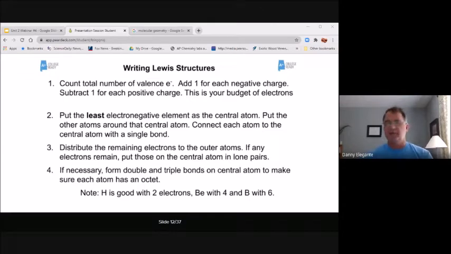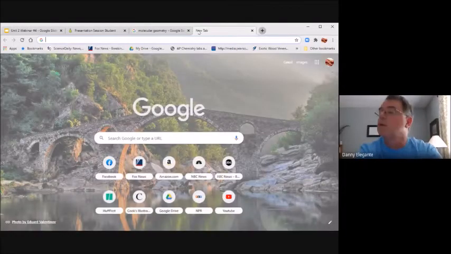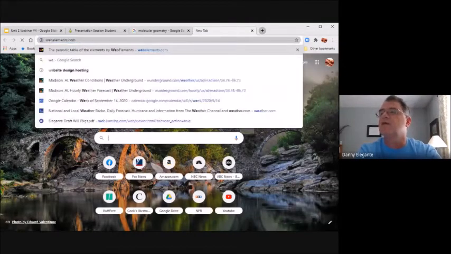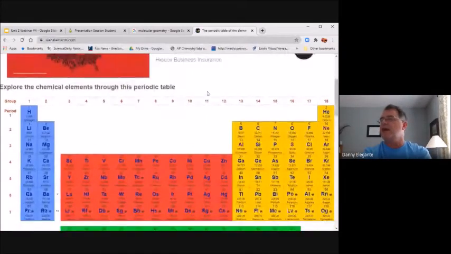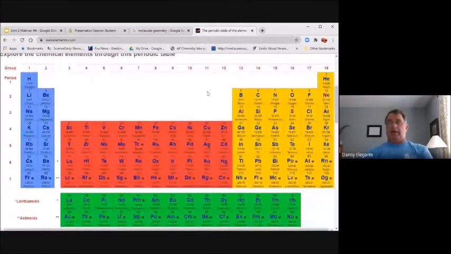So if you have a periodic table with you, or maybe on your computer or print it out or something like that, if you could grab that now, and once you have that periodic table, we're going to teach y'all how to find valence electrons. So one of my favorite periodic tables of all time is Webb Elements, even though they have ads. And in order to find valence electrons, you're just going to go to the group number.